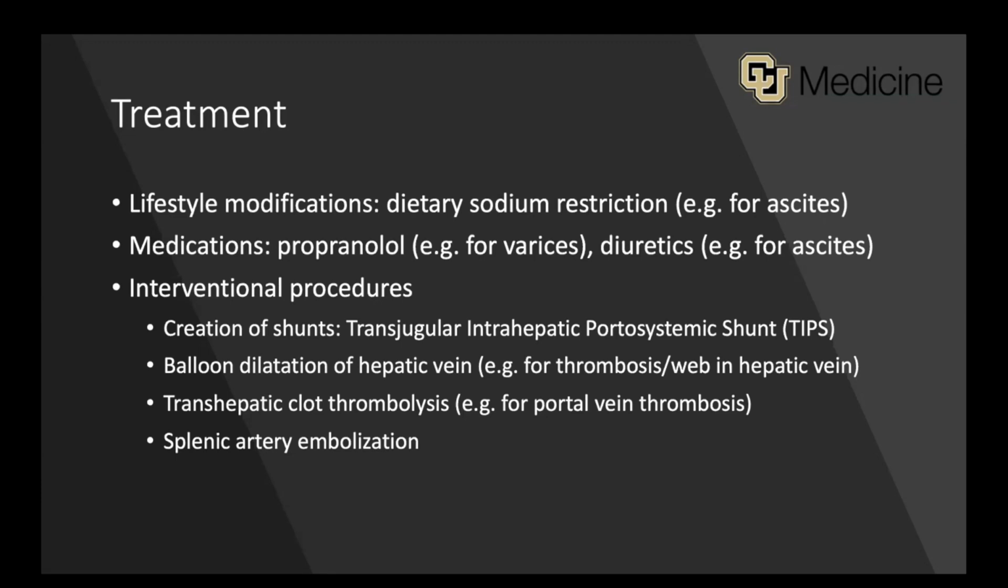If there's thrombosis or a web in the hepatic vein, that can also help. You can do transhepatic clot thrombolysis for portal vein thrombosis. And you can also do splenic artery embolization, which takes the pressure head off. It helps decrease the amount of blood going through from the splenic artery to the splenic vein into the portal system. And you can also perform a liver transplant for these patients as well.